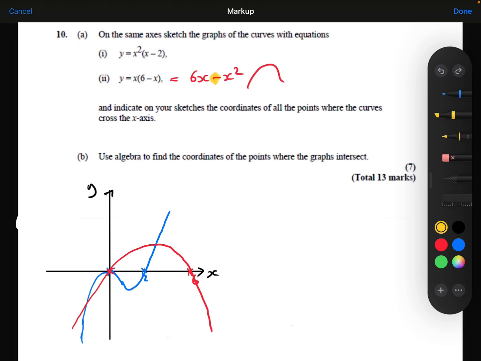So I have drawn both of those curves. I need to indicate on the sketches the coordinates of all points where it crosses the x-axis. I've put the 2 and the 6 on there. The 0 is kind of implied, but I'll put the 0 on there as well, just to be absolutely clear.